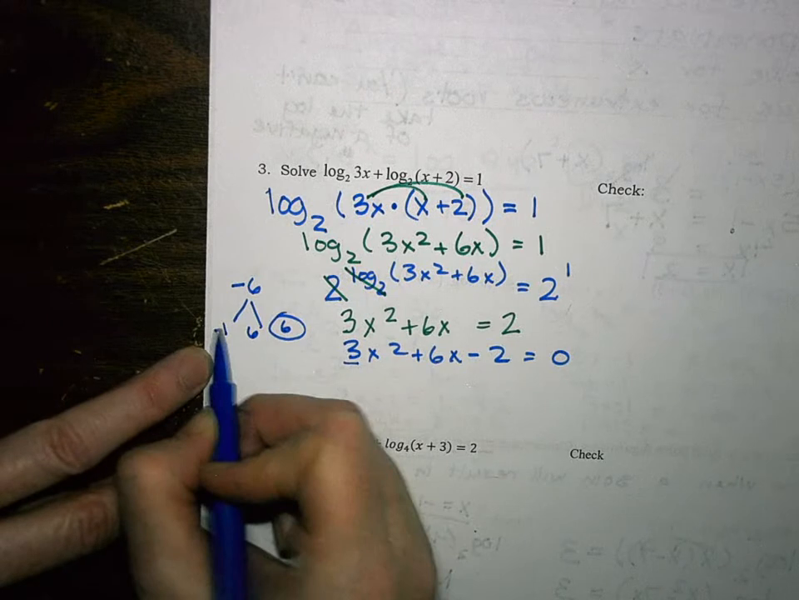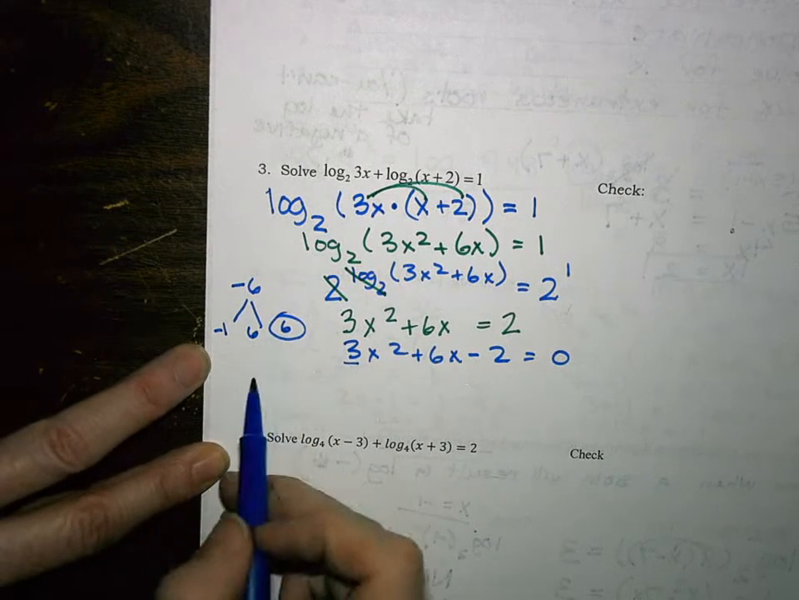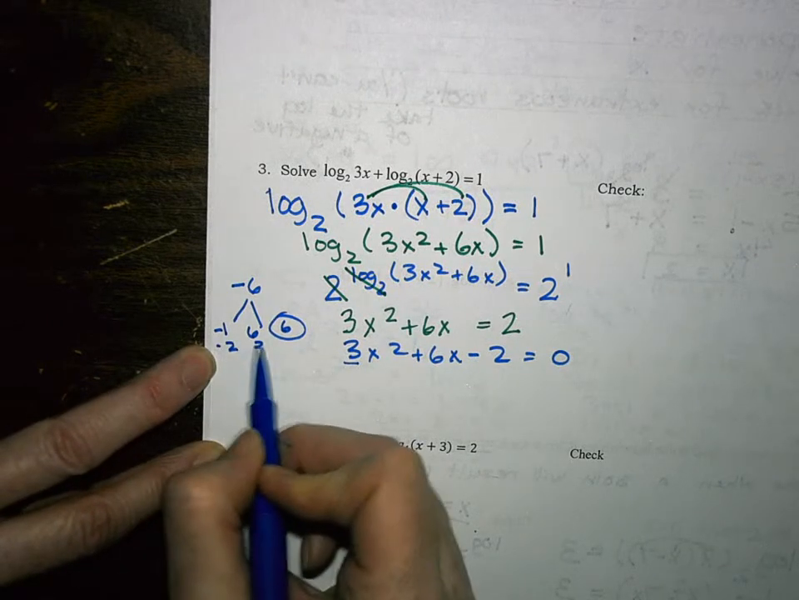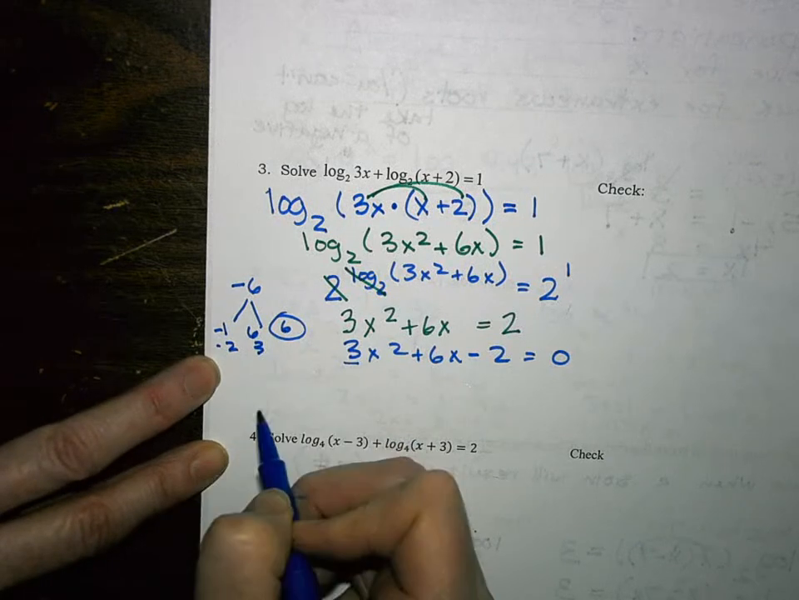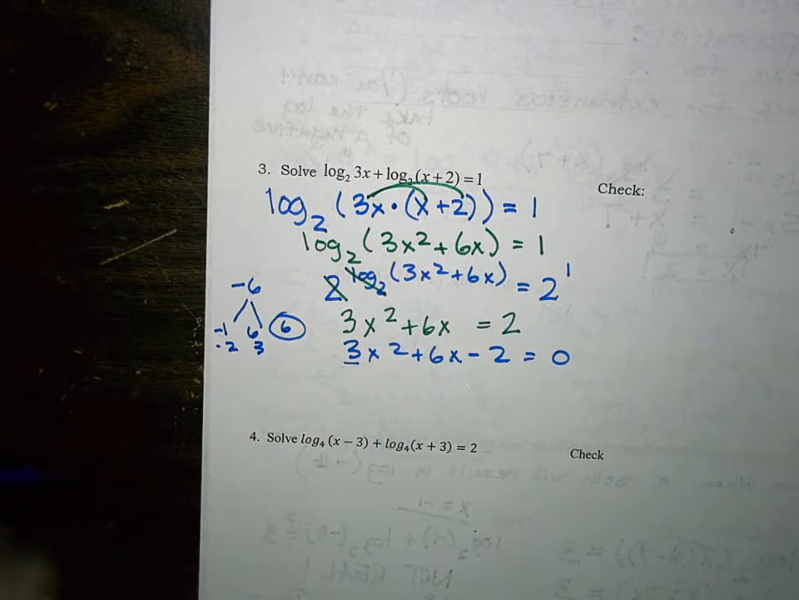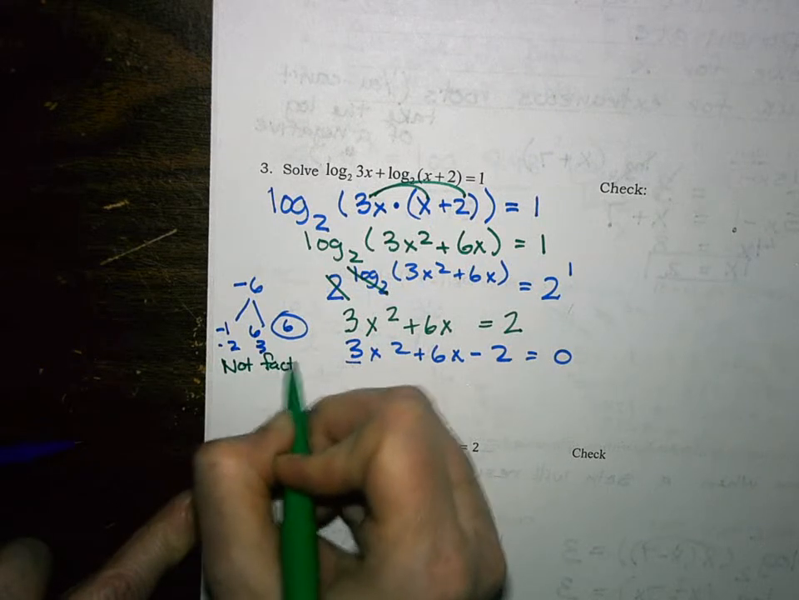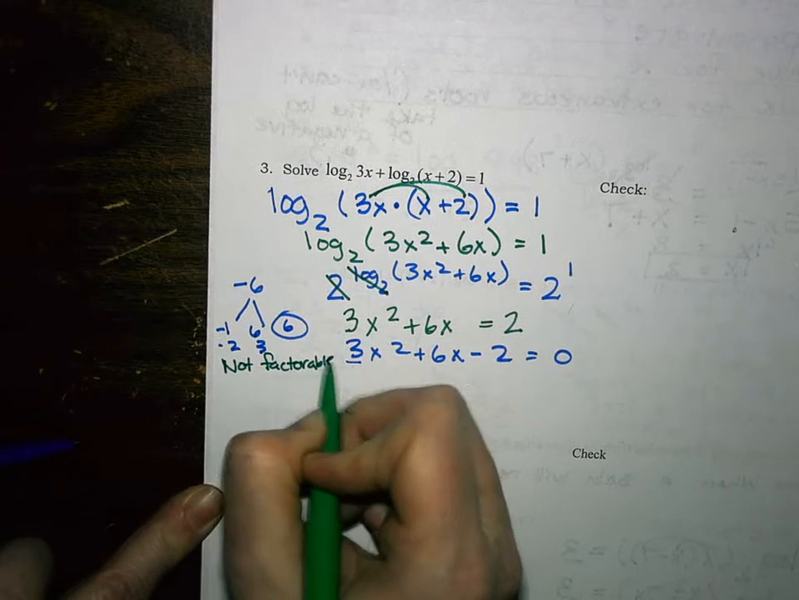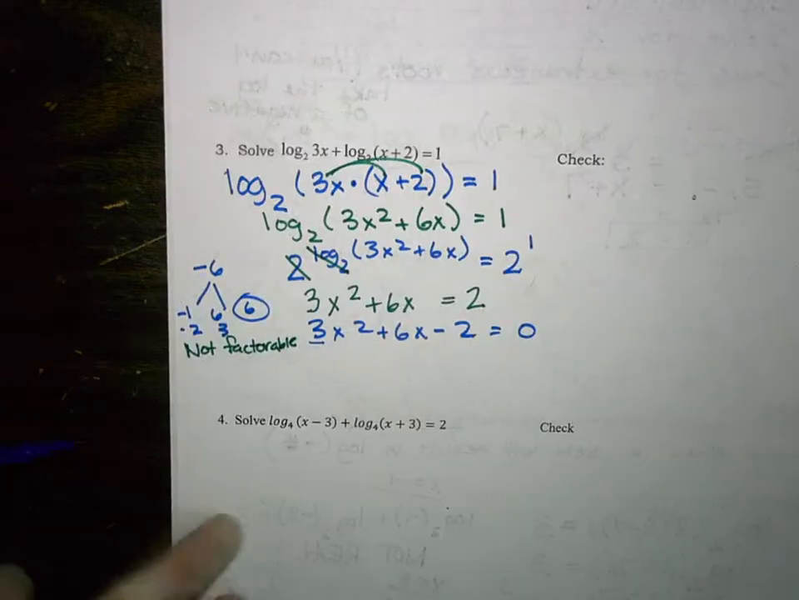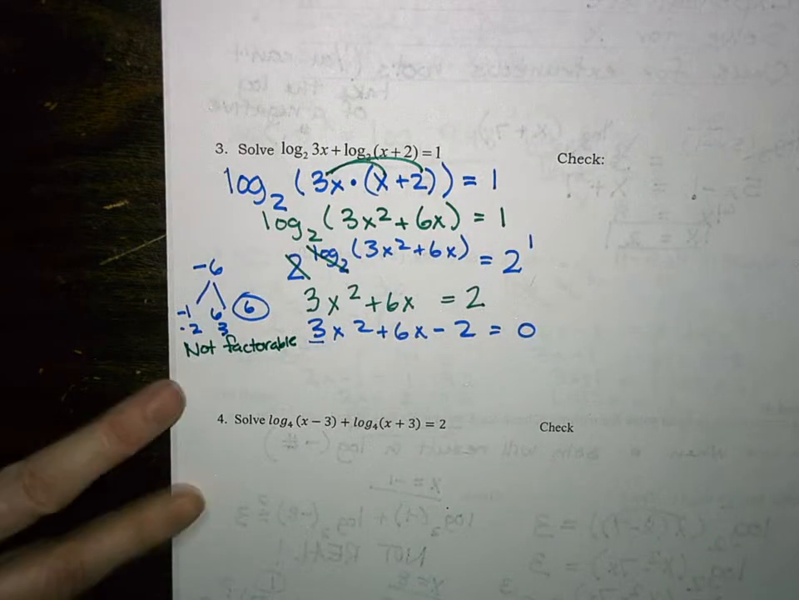Well, for 1 and 6, I need to add to a positive, so the smaller number will be negative. That doesn't add to that. What about 2 and 3? That multiplies to -6, but doesn't add to 6. Oops. This is not factorable. So, what do I do when something is not factorable?